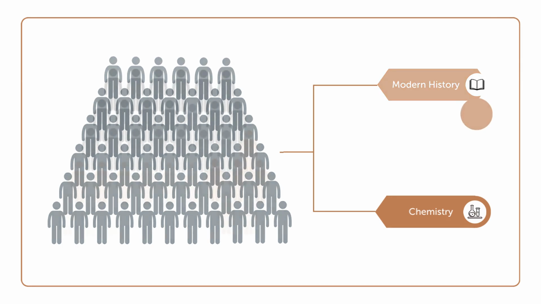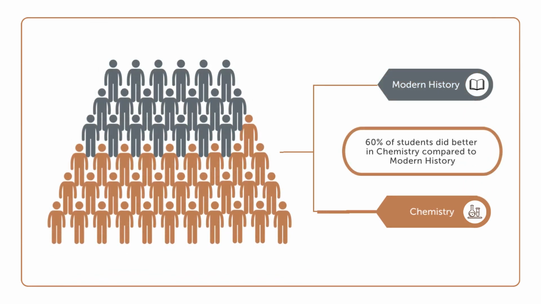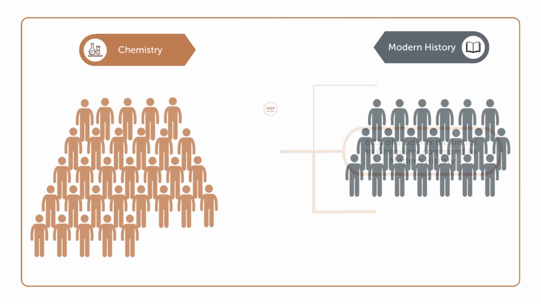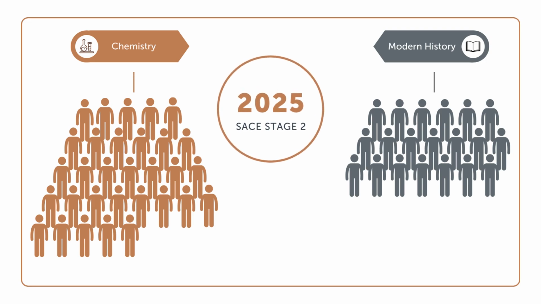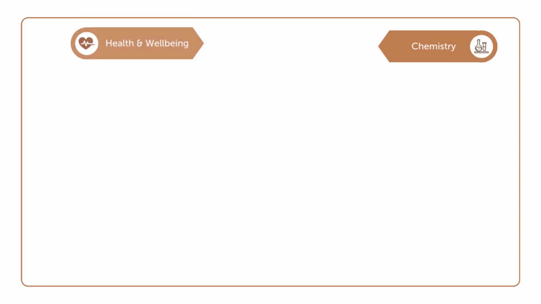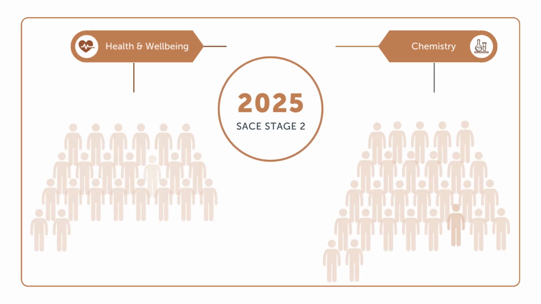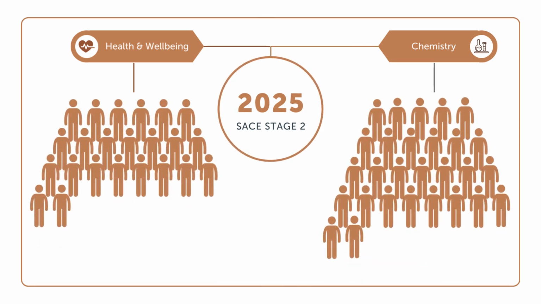Of that 750 students, let's say 450 of them did better in chemistry than in modern history. That tells us that in 2025, more students did better in chemistry than in modern history. Then we compare chemistry with something else, health and well-being, for example. And let's say once again, out of every student who did both chemistry and health and well-being in Year 12, more students did better in chemistry than in health and well-being.